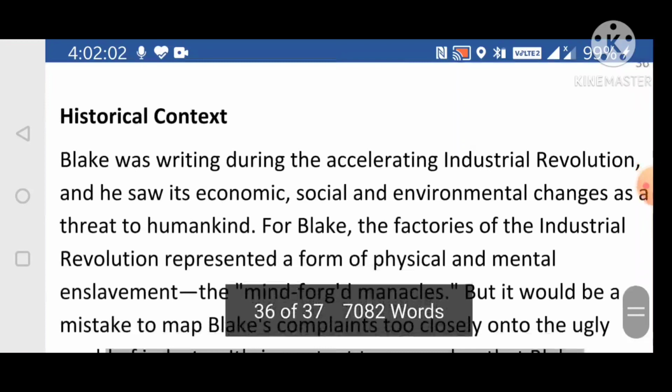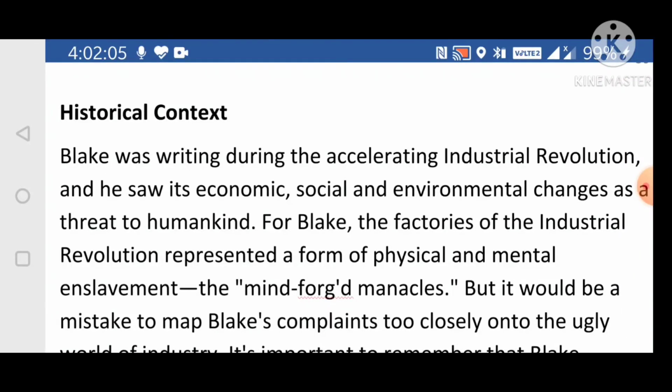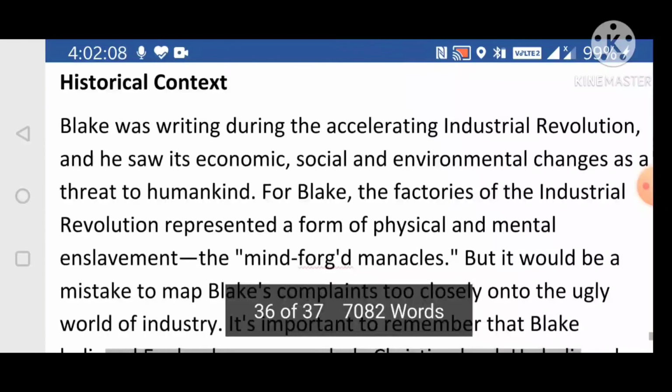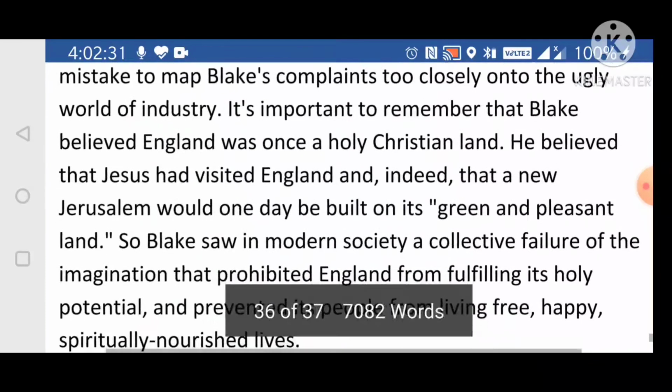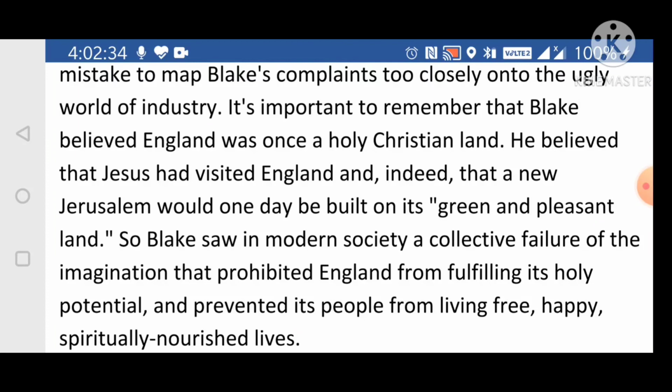The historical context. Blake was writing during the accelerating Industrial Revolution, and he saw its economic, social, and environmental changes as a threat to humankind. For Blake, the factories of the Industrial Revolution represented a form of physical and mental enslavement. The mind-forged manacles. But it would be a mistake to map Blake's complaints too closely onto the ugly world of industry. It's important to remember that Blake believed England was a holy Christian land.